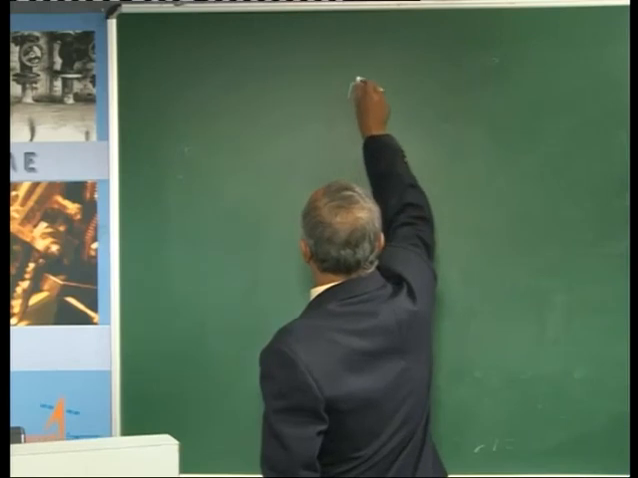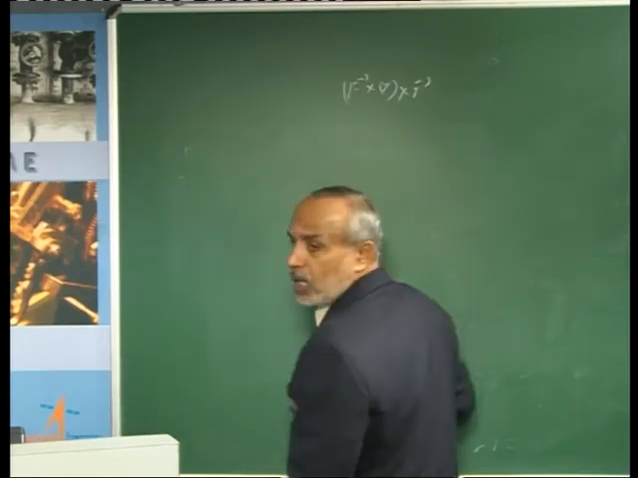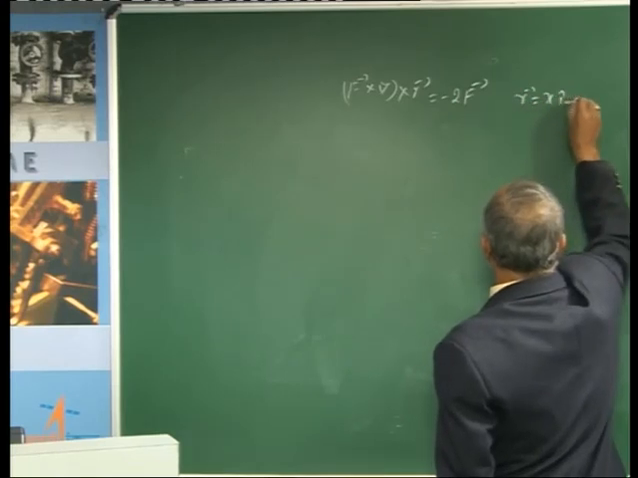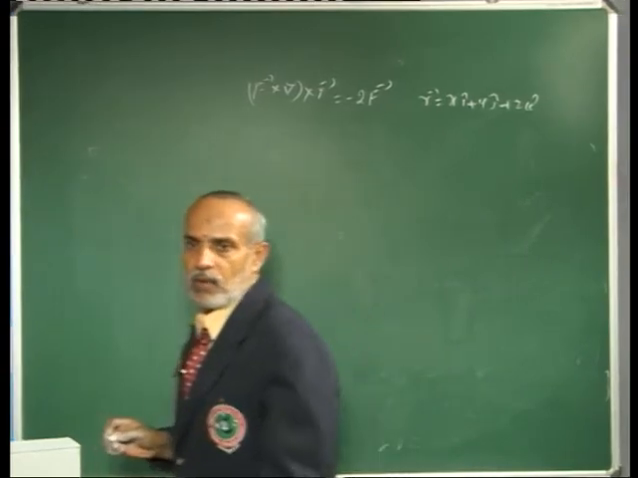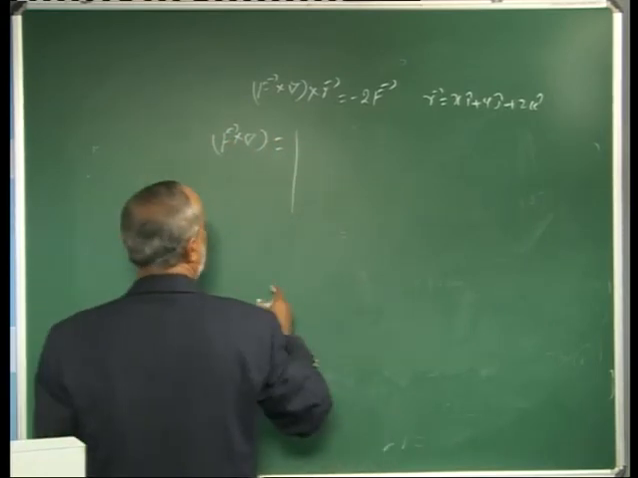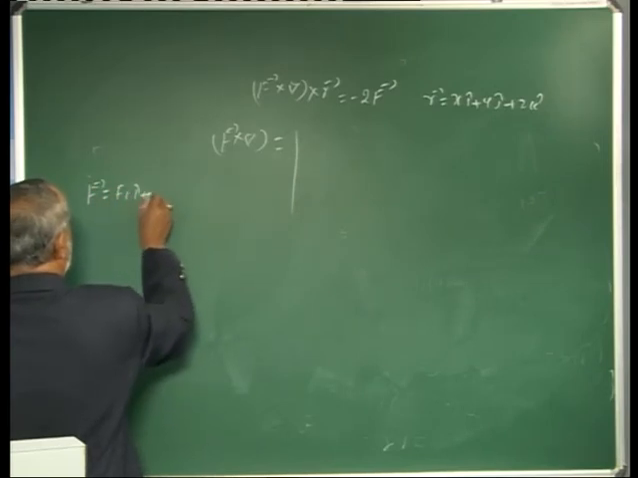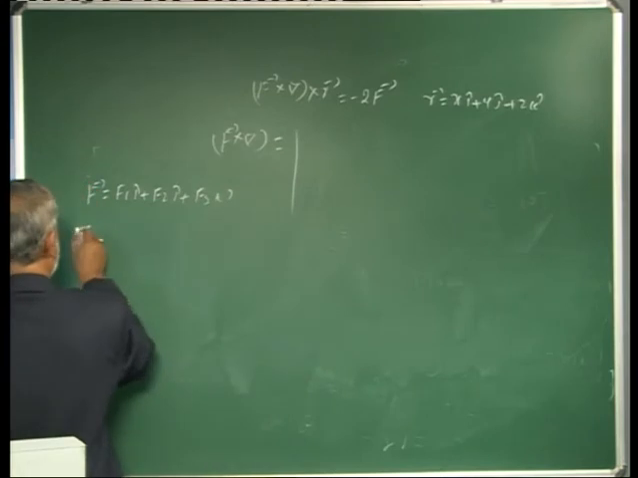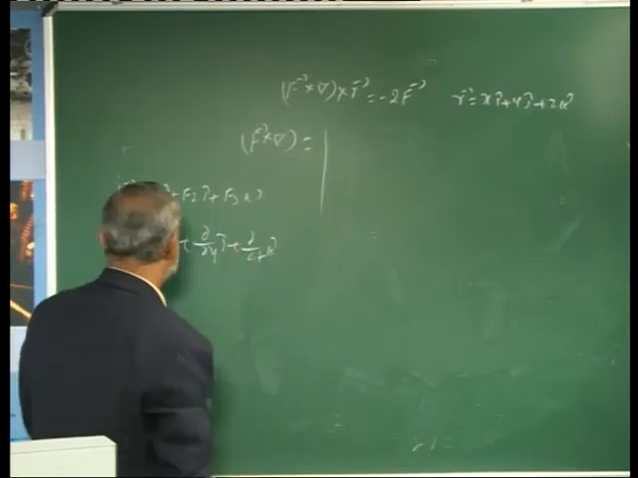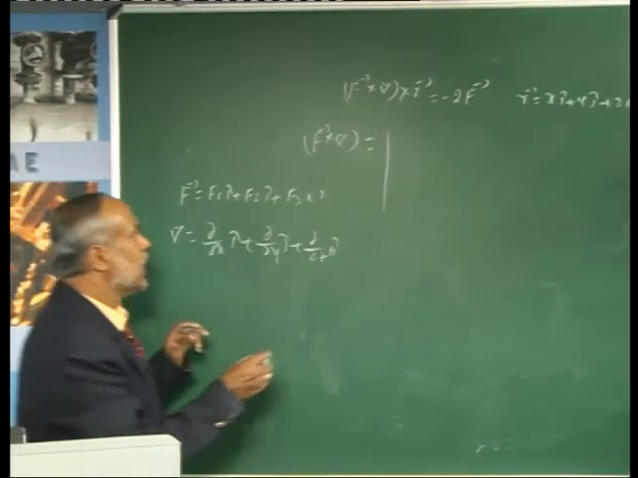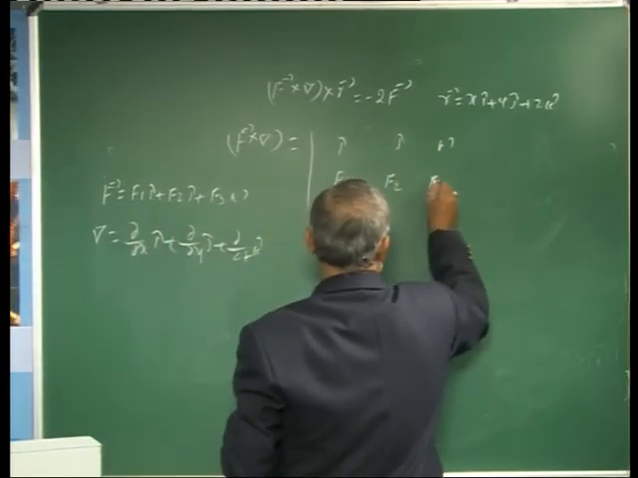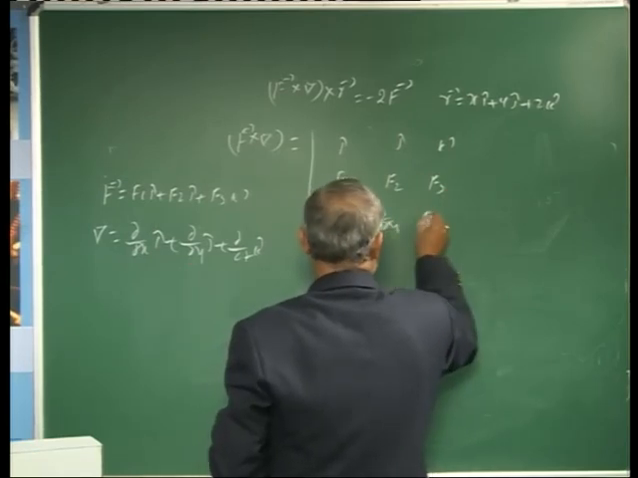You have to prove that f vector cross del cross r vector is equal to minus 2 f vector, where r vector is equal to x i vector plus y j vector plus z k vector. First, find f vector cross del. f vector is F1 i vector plus F2 j vector plus F3 k vector, and del is the differential operator dou by dou x of i, dou by dou y of j, dou by dou z of k vector. Now you can take the cross product. f vector cross del means i vector, j vector, k vector, then F1, F2, F3, and dou by dou x, dou by dou y, dou by dou z.